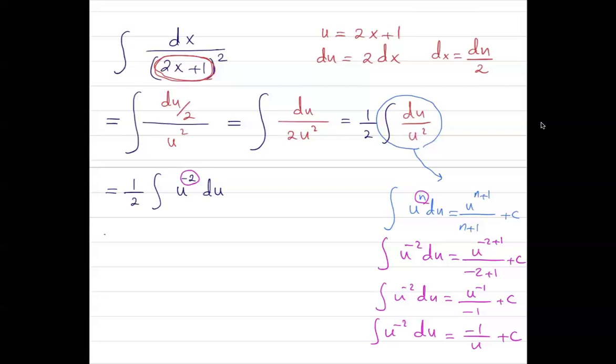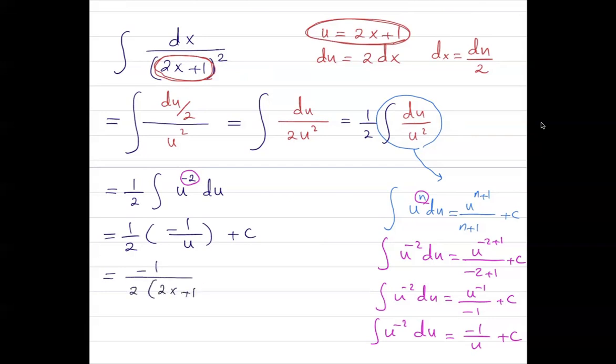Let us go back to our integral. This becomes a half times negative 1 over u plus c. But what is u? u is 2x plus 1. You have to substitute this back here. You have negative times a half. You can write it as negative 1 divided by 2 times (2x plus 1) plus constant of integration. So this is your final answer.